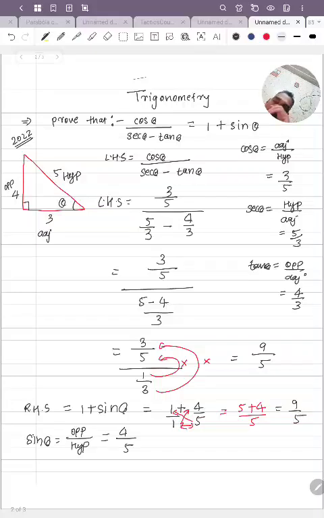So after adding this in the numerator, we will get 9 over 5. Now you can see that the left hand side and right hand side are the same. So I will say yes, therefore LHS is equal to RHS, and proved. And then you need to write down the question. Okay.